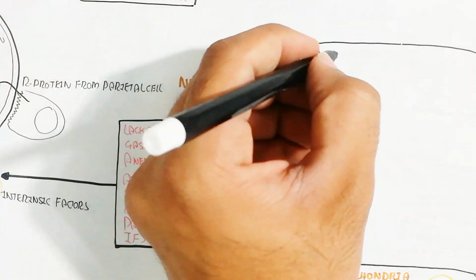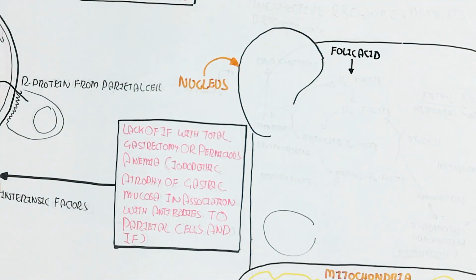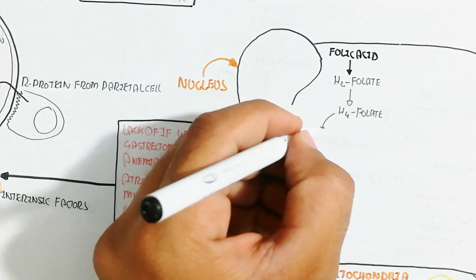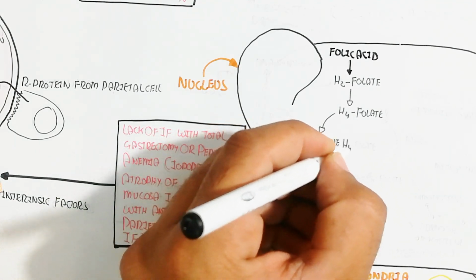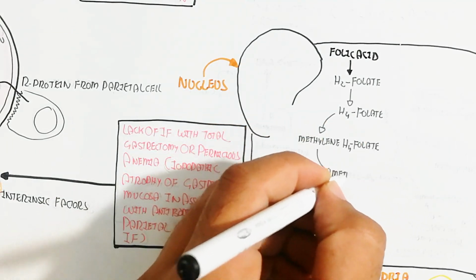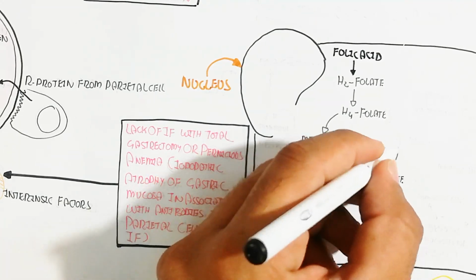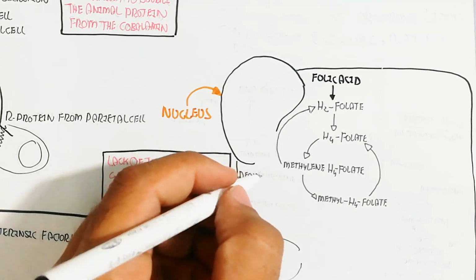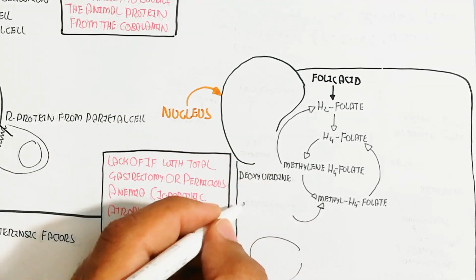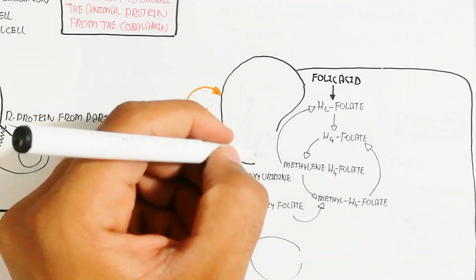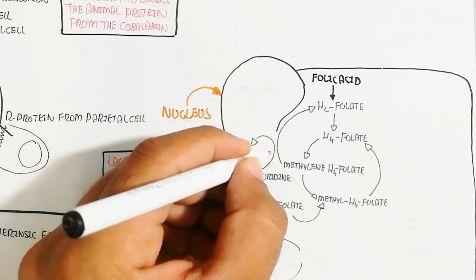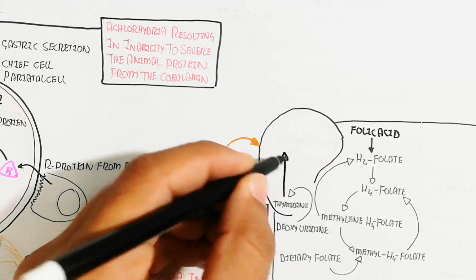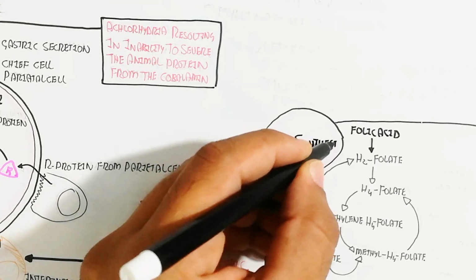So the folic acid converts into dihydrofolate and then tetrahydrofolate. This tetrahydrofolate will convert into methylene tetrahydrofolate, and the methyl tetrahydrofolate comes from the dietary folate. This is the folate metabolism. In this way, the deoxyuridine will convert into thymidine due to the methylene tetrahydrofolate converting to dihydrofolate, and the thymidine is used for DNA synthesis.